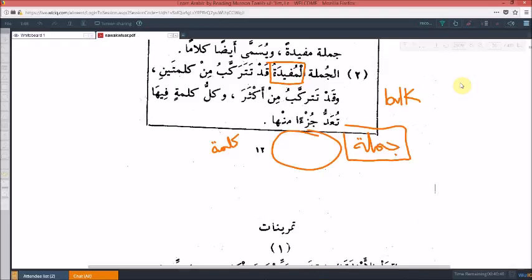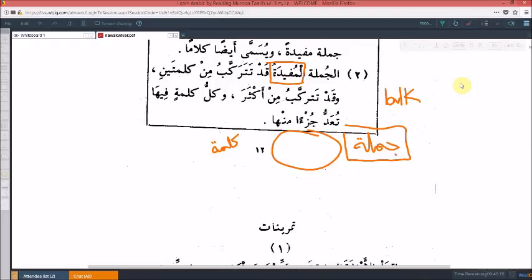If you say a jumla mufida, you could have a jumla ghayr mufida, one that's not beneficial. Like if someone just runs around saying tree, dog, cat, horse, food, drink, car. That's a bunch of words. That's a jumla of words, but it's not a jumla mufida. It's not a beneficial group of words.